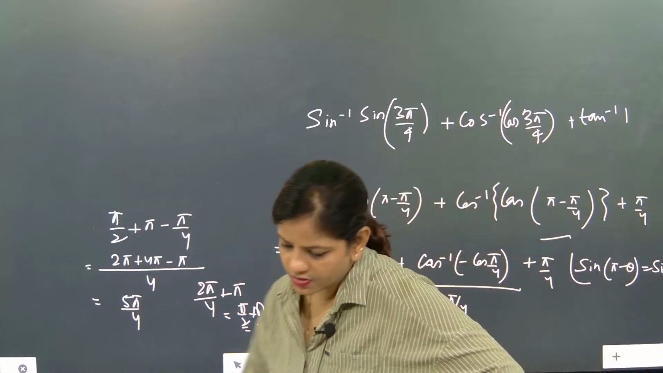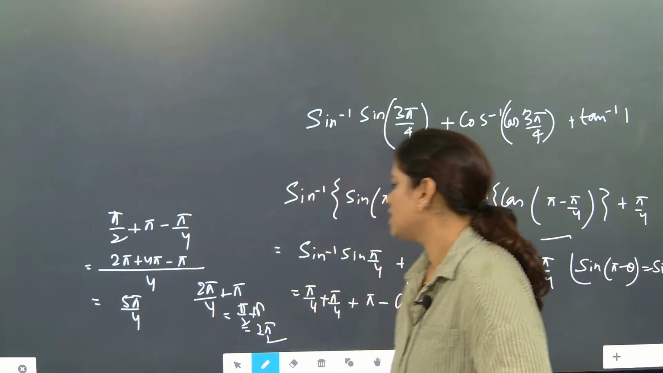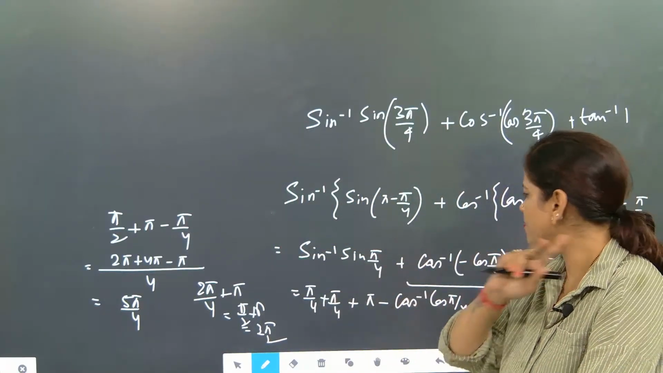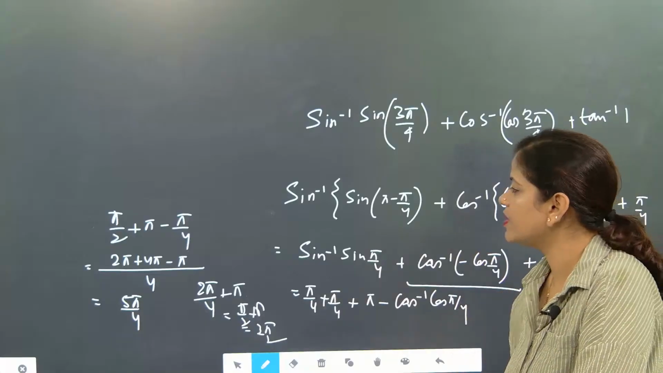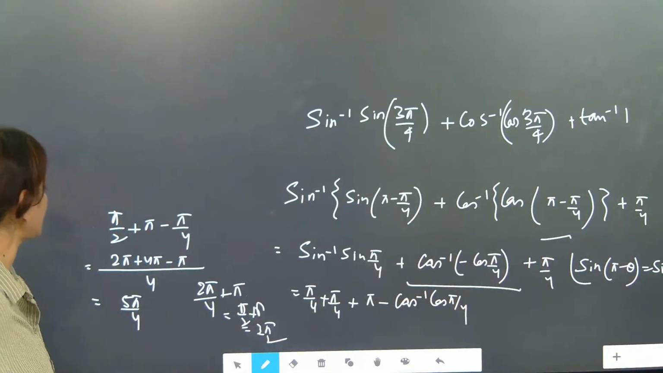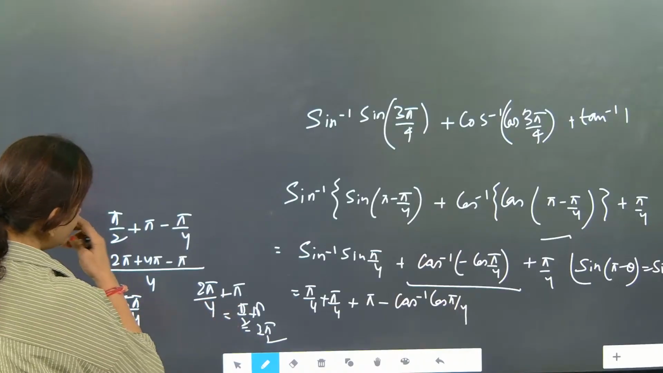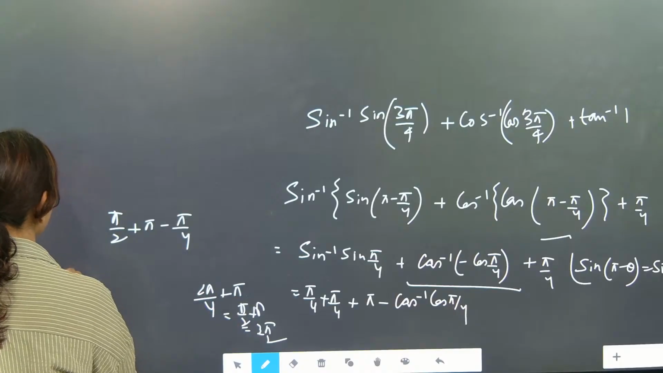Check this one out, beta. How much is the answer coming? The answer is 3 pi by 4 only. Yes, so pi plus pi by 4 will come as 3 pi by 4. Yes, it is coming 3 pi by 4. Wow. Check this one out. 2 plus 1, 3 pi. Wow, nice. I'm doing nice calculation.